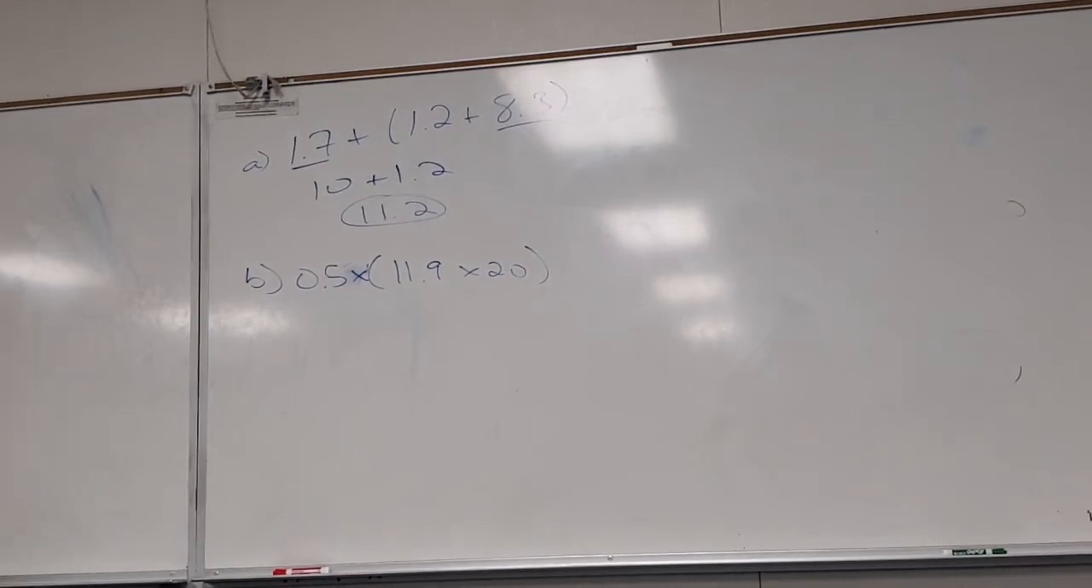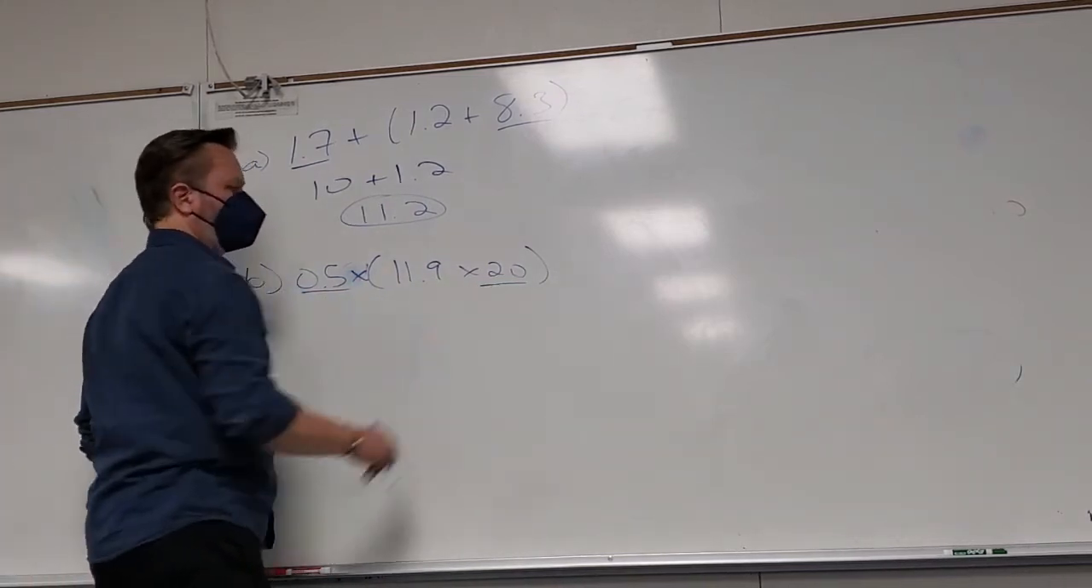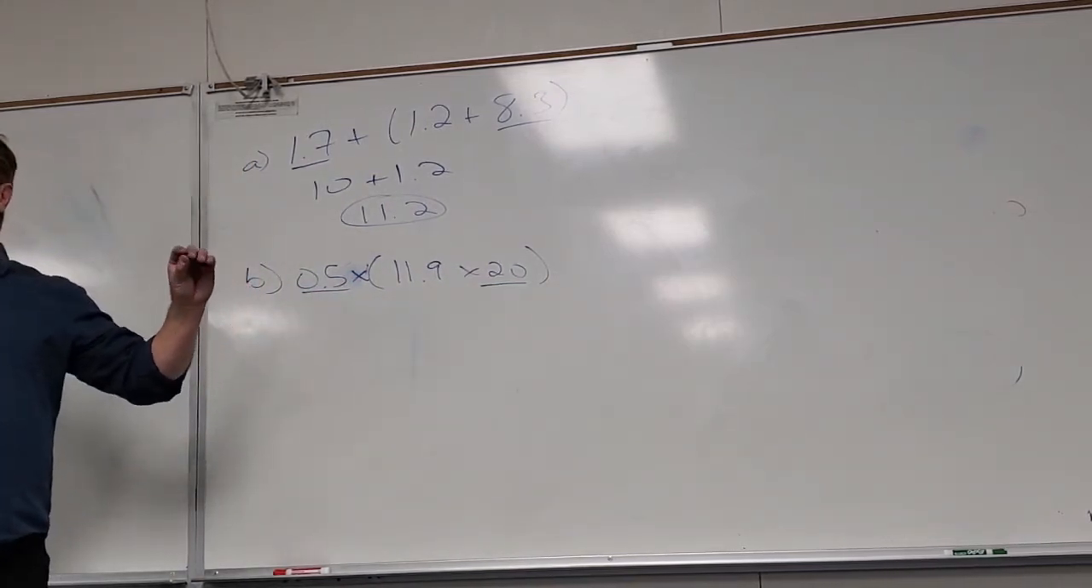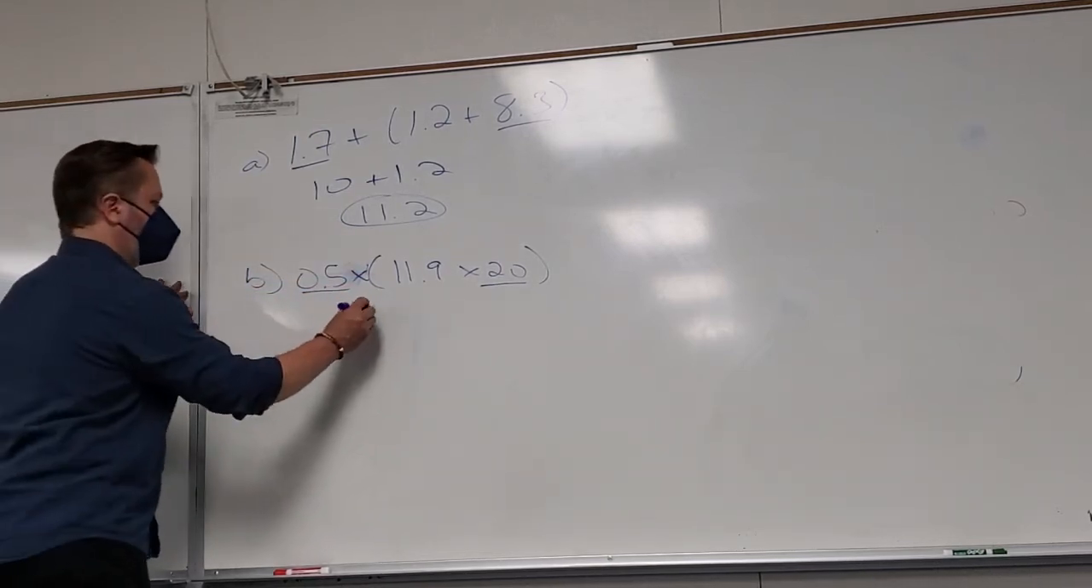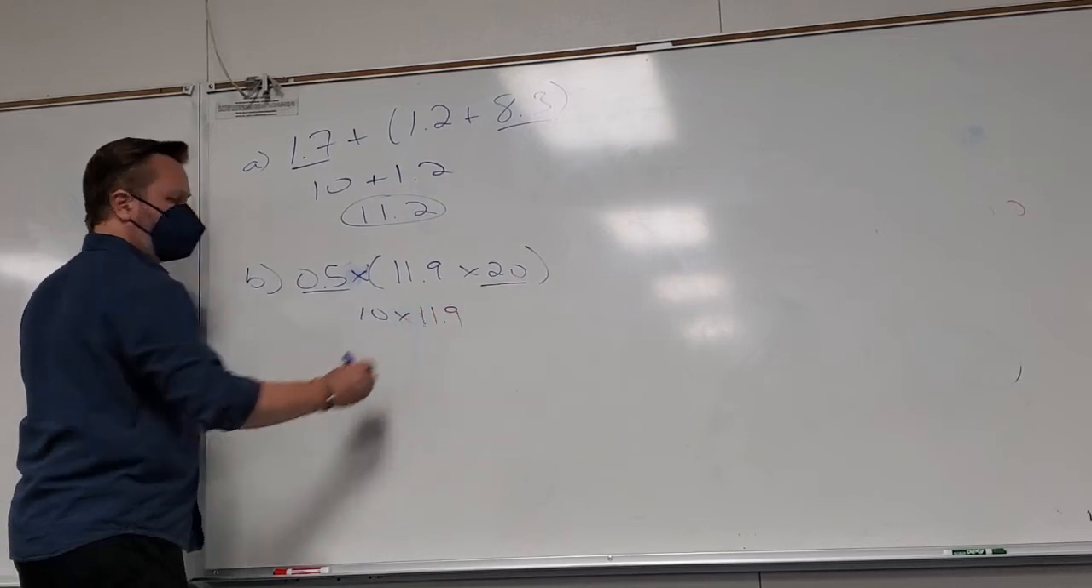It's actually the same idea. Yeah, so we would. Aren't these compatible? 10. Yeah, in a way, because what does 0.5 mean? Half. So what's half of 20? 10. And multiplying anything by 10 is easy, right?